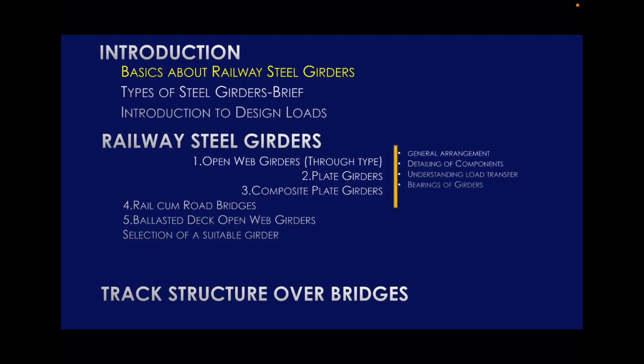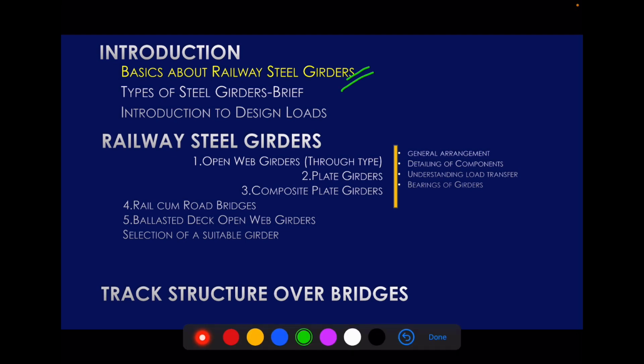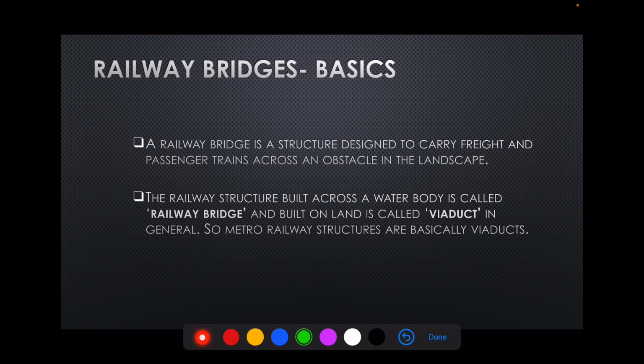Hello. So, let's start with the basics about railway steel girders. Let's start with defining a railway bridge. A railway bridge is a structure designed to carry freight or goods and passenger trains across an obstacle in the landscape.